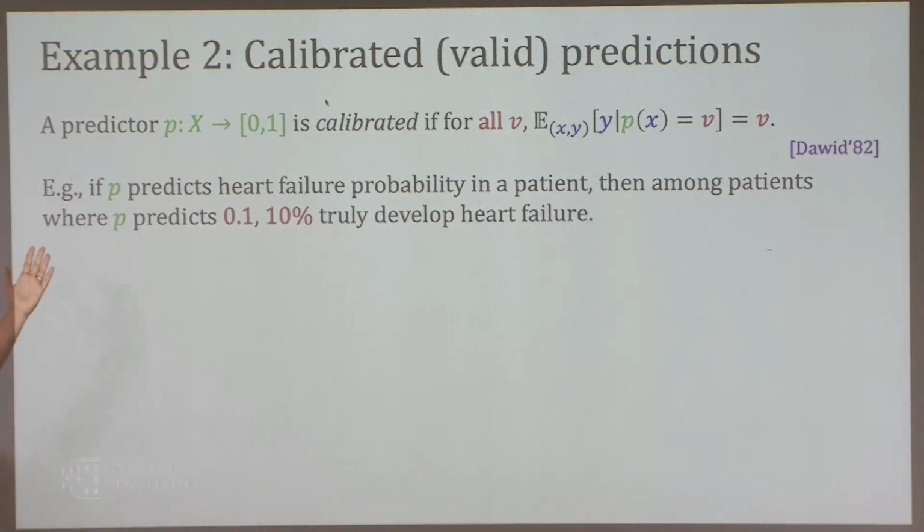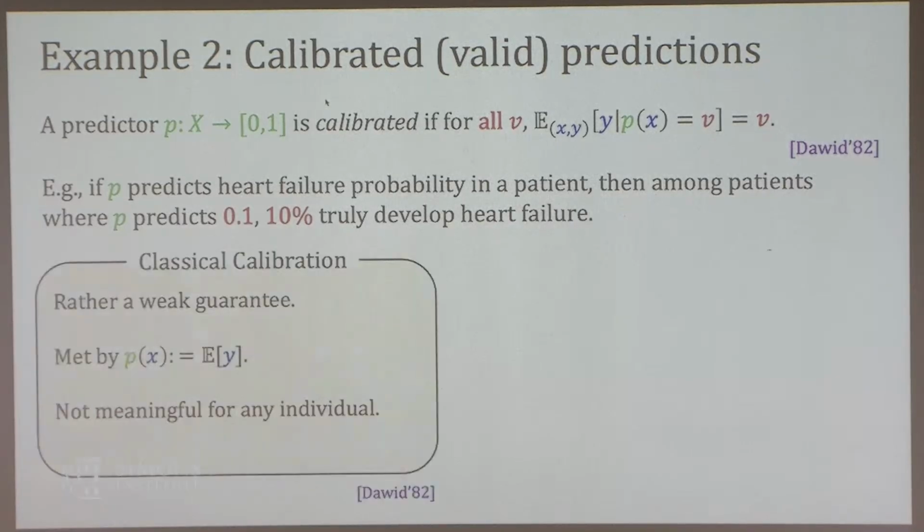For those of you who are not familiar with calibration, think about it this way. If you predict 10% risk, you truly want that to mean 10%. So across the people you predicted 10%, 10% of them should actually develop the condition you're predicting. Again, the classical perspective, especially in the offline setting, might not be that interesting because essentially what you're asking is for your predictor to know the expected label. So it's not very interesting. It doesn't really mean much for any individual person.